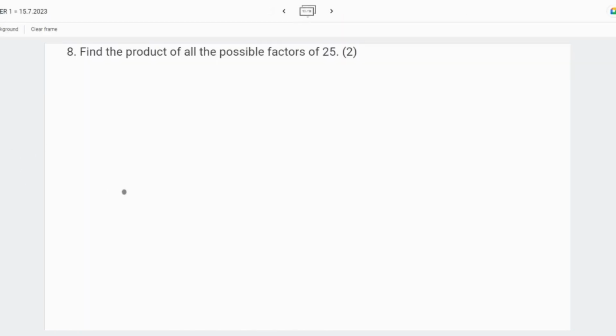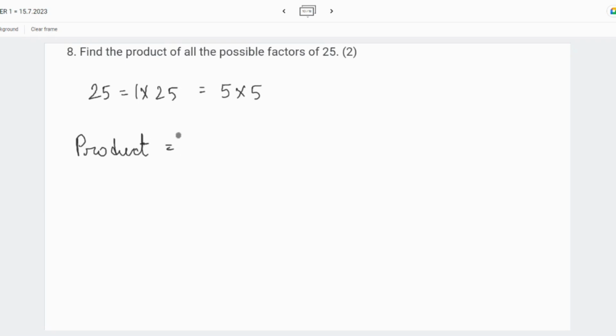Going to the next question. I'll just delete one extra page. Find the product of all the possible factors of 25. We already know that products of factors of 25. First is 1 into 25 because 1 and 25 are possible factors.